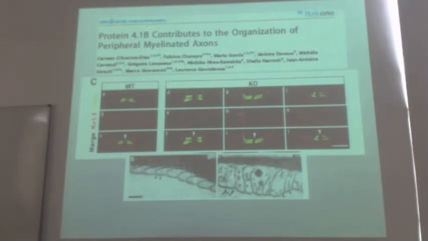And as you can see here, this is an electron microscopy image of the paranodes. You can see that the transverse bands are present in the knockout mice, and that there is mostly alteration of the juxtaparanodal clustering of the potassium channel, meaning that the paranodal junctions are not disturbed in these knockout mice, but the aggregation of potassium channels at the juxtaparanode is strongly altered.